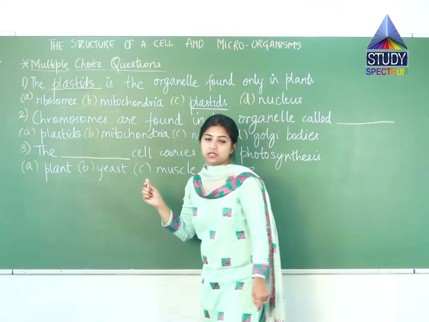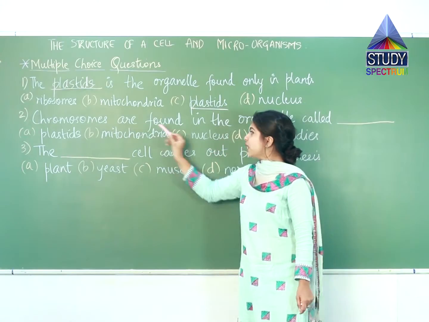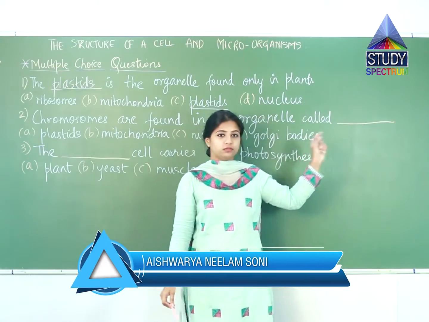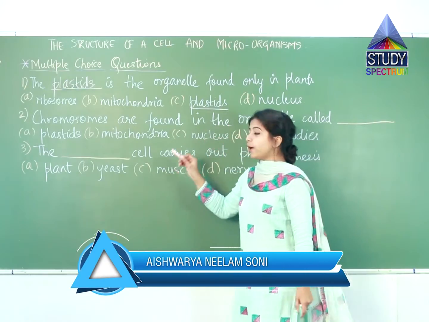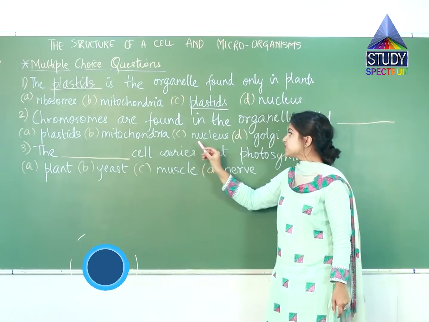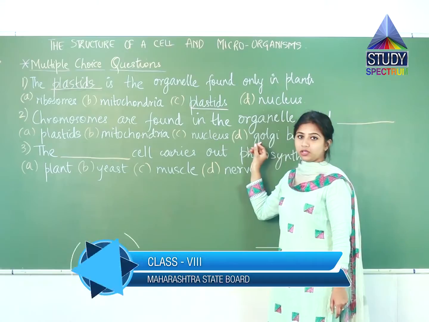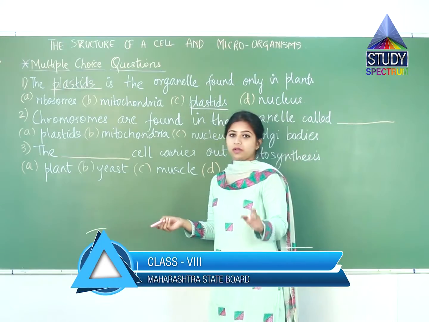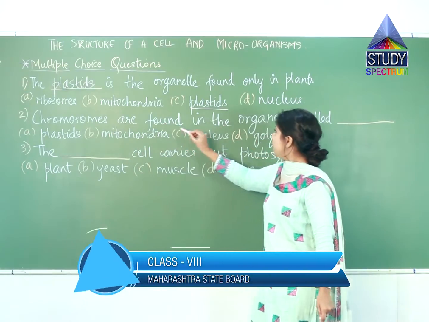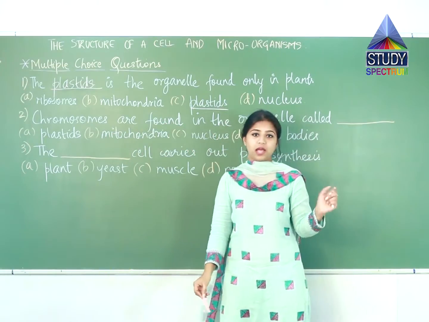Let's move to the next. Chromosomes are found in the organelle called dash. Called what? The options we have are A, plastids, B, mitochondria, C, nucleus, or D, Golgi bodies. Now let's read the question once again and reason out why. Chromosomes are found in the organelles called dash.